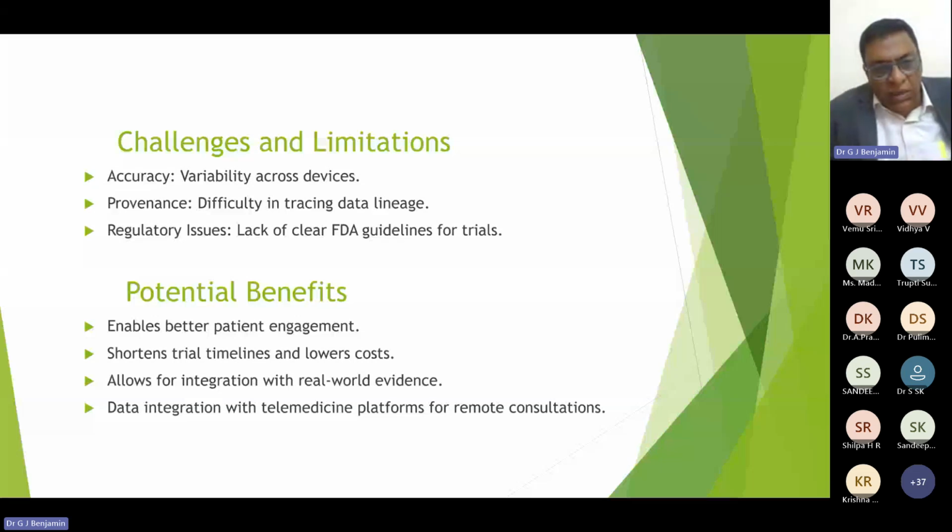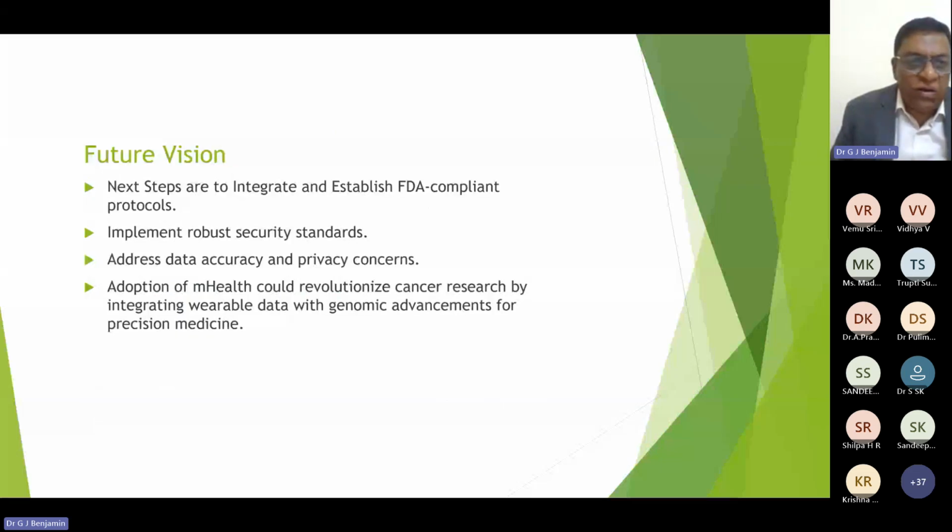Now, potential benefits are that it enables better patient engagement, shortens trial time, and lowers cost, allows for integration with real world experience, and data integration with telemedicine platforms for remote consultation. It helps us to get in touch with people all over the world with your data. The future vision is to integrate and establish FDA compliant protocols, implement robust security standards, and address data accuracy and privacy concerns. Adoption of mobile health could revolutionize cancer research by integrating wearable data and genomic advancement for precision medicine.